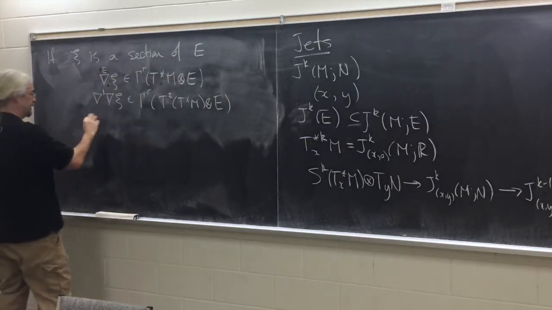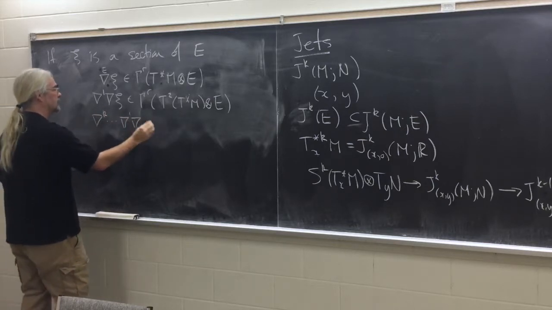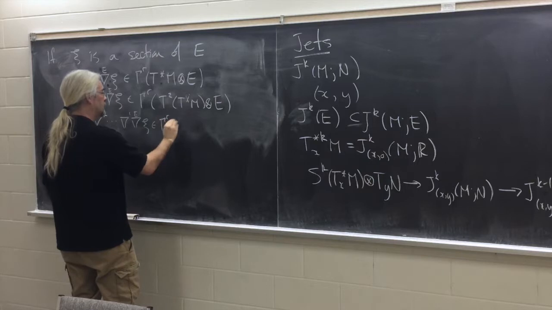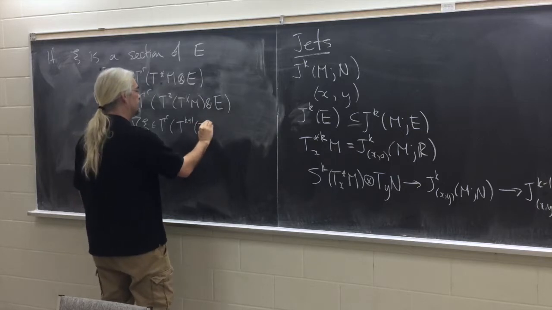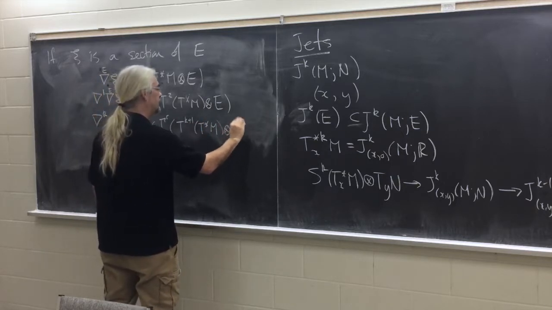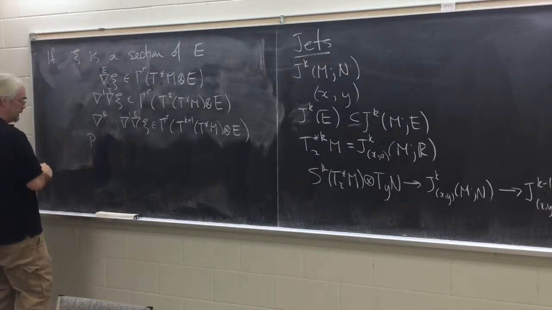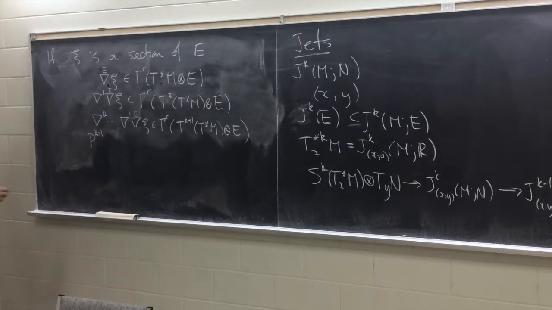Then I can keep doing this. So I can go nabla^K, nabla^1, nabla^E C, the section of T^(K+1) T*M tensor E, like that. And then I will define P_(K+1), I think K plus 1 is the index I use there. So P_(K+1) C: what I'm going to do is take this guy and symmetrize it.